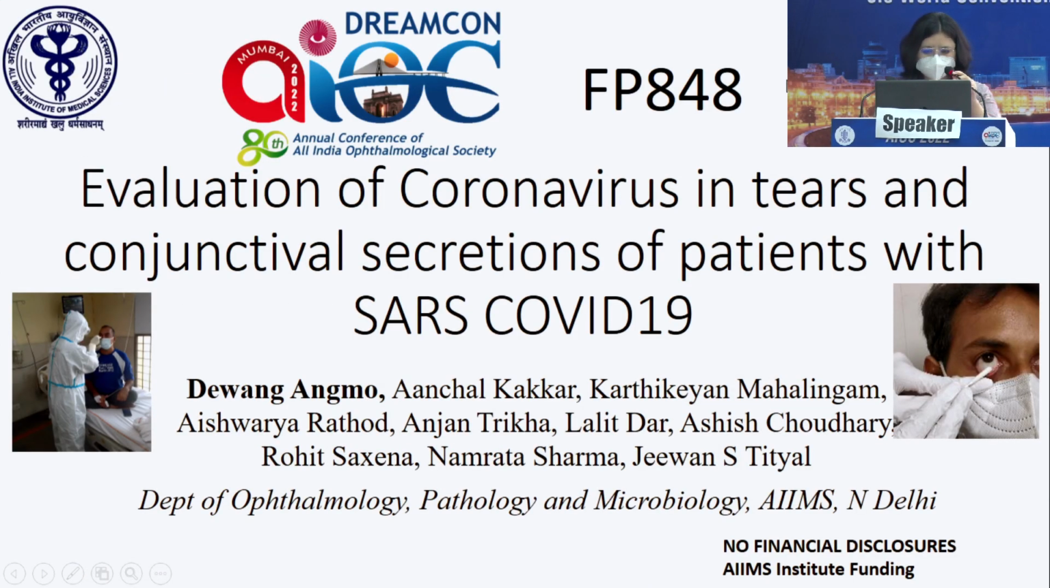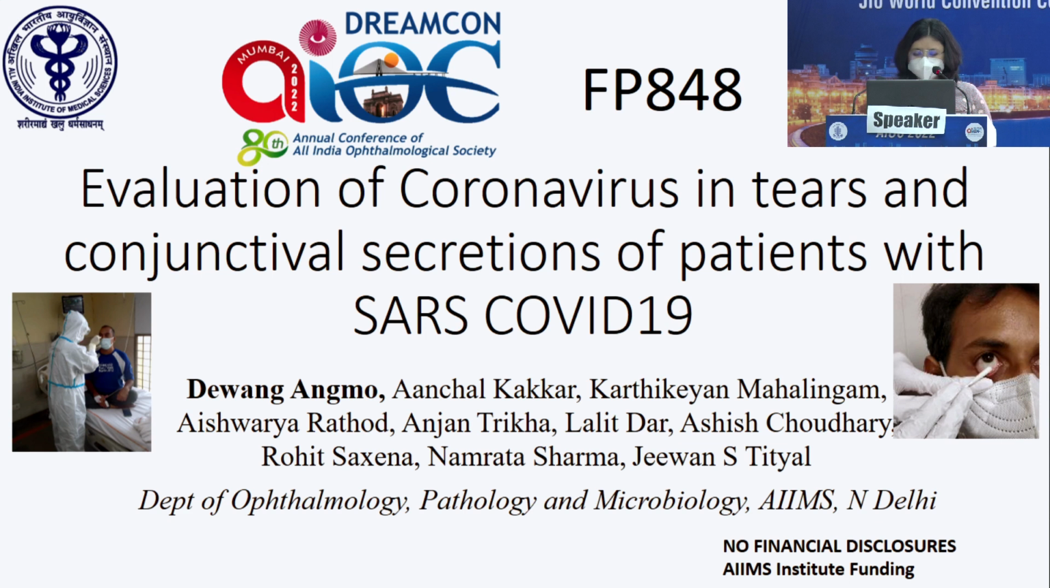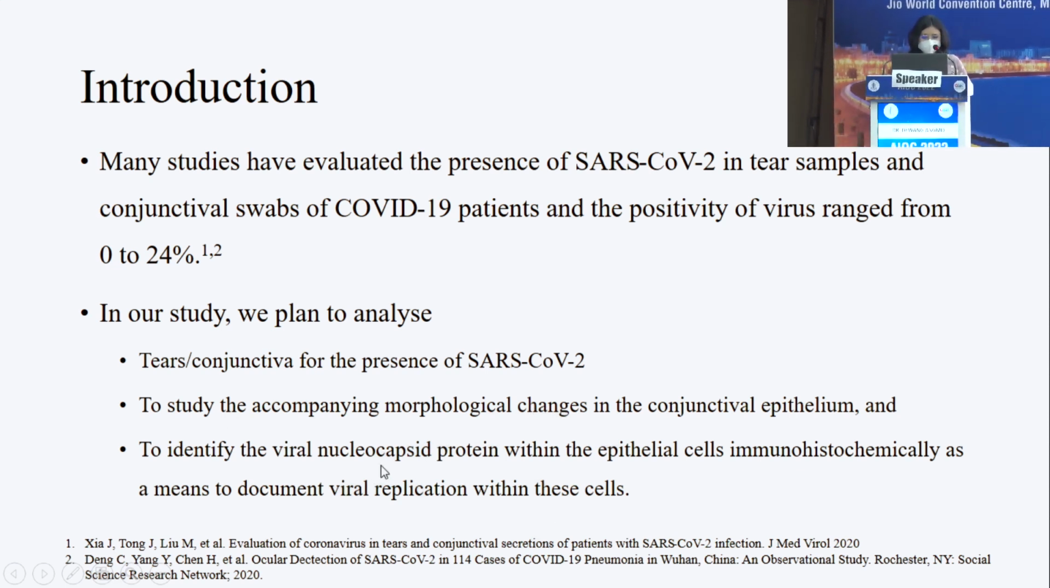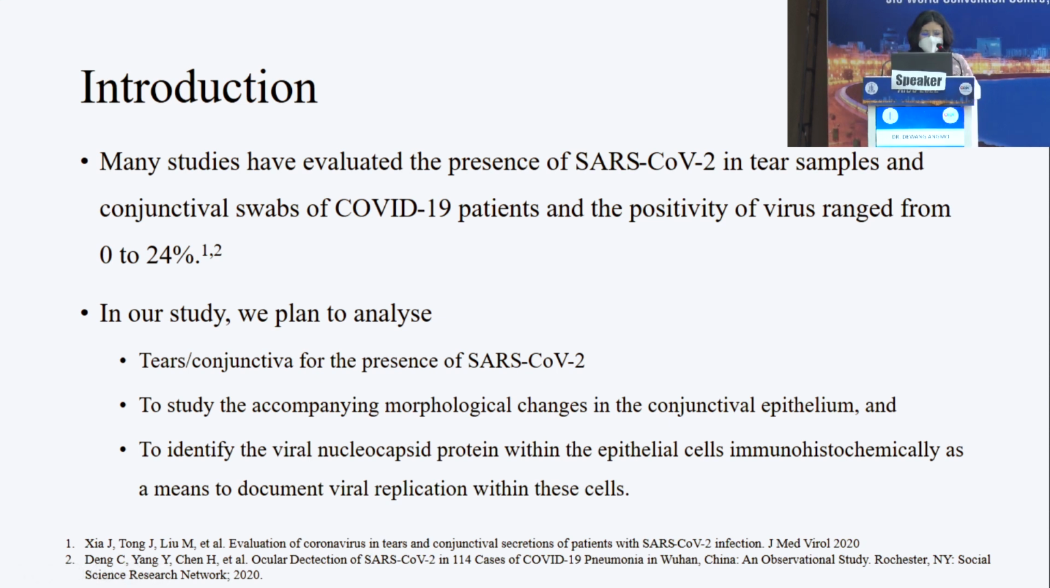So the title of the study is Evaluation of Coronavirus in Tears and Conjunctival Secretions of Patients who are tested positive with SARS-CoV-2. To introduce, many studies have shown the presence of SARS-CoV-2 in tear samples and conjunctival swabs, in various ranges from 0 to 24%. In our study, we wanted not only to analyze tears and conjunctiva for the presence of the virus, we also wanted to see any accompanying morphological changes in the conjunctival epithelium and to identify the viral nucleocapsid protein within the epithelial cells immunohistochemically as a means to document active viral replication, a study which has not been done till now.